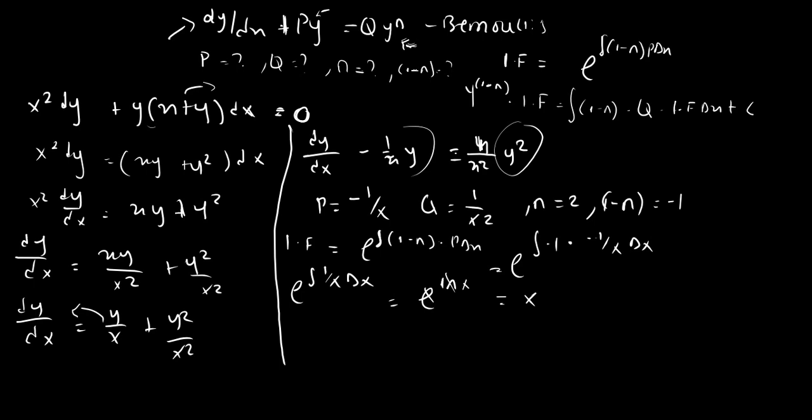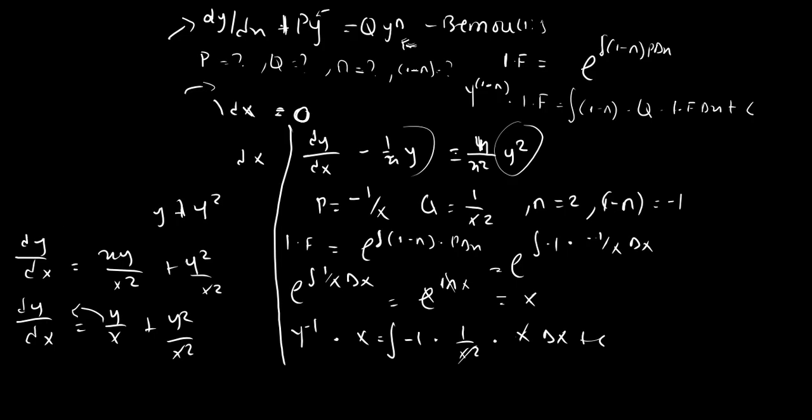And then we're going to apply our formula y to the power of 1 minus n. 1 minus n is minus 1. So we're going to have y raised to the power minus 1 multiplied by integrating factor, which is x, equal to the integral of negative 1 times q, which is 1 over x squared, multiplied by integrating factor, which is x, then we have dx plus c. One x here, we cancel one of the x here. Let me rub off this side so that we can have ample space to solve.